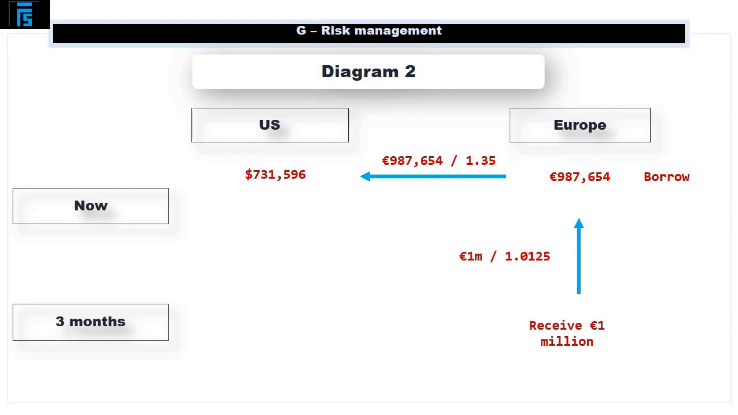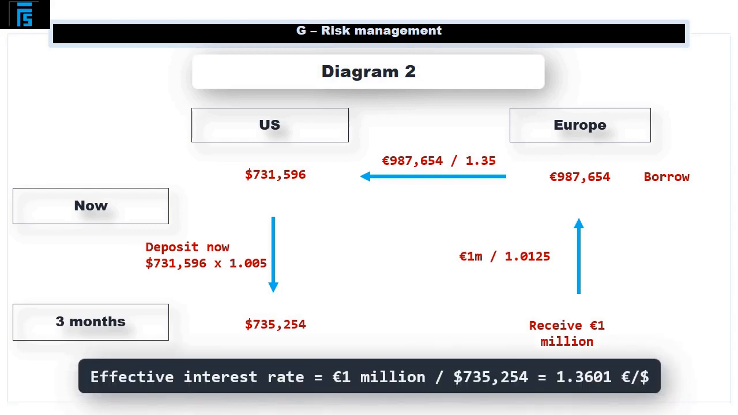To get a comparable dollar amount for our receipt in 3 months' time, we assume that the US dollars are put on deposit in the US. This will earn us 2% per annum or 0.5% for the 3-month period. We therefore end up with $735,254 in 3 months' time. This means we have achieved for ourselves an effective exchange rate of €1 million divided by $735,254 or 1.3601 euros to the dollar.